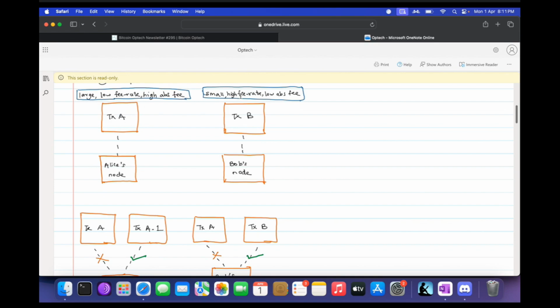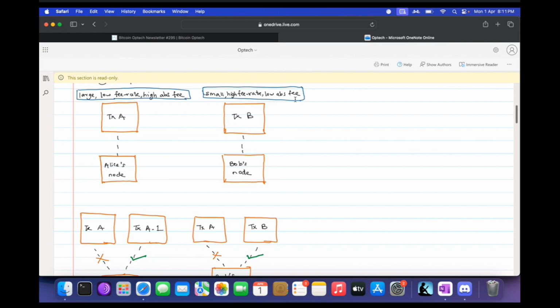Now what the attacker does is that it will transmit or relay transaction A to Alice's node, for instance, and it will relay transaction B to Bob's node, for instance. So now Alice's node is aware of transaction A, which has a low fee rate and a high absolute fee, and Bob's node is aware of transaction B, which is a small transaction which has a high fee rate and a low absolute fee.